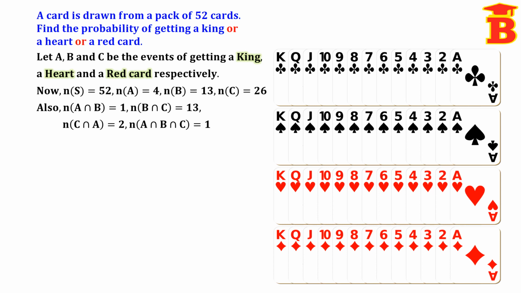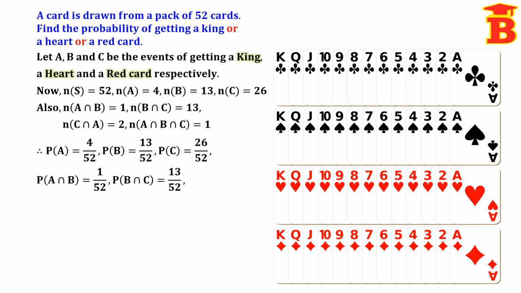Now we can write the probability easily. P of A equal to, using the formula n of A divided by n of S. So that we can write the answer directly. P of A equal to 4 divided by 52. P of B equal to 13 divided by 52. P of C equal to 26 divided by 52. So probability means that number divided by total.